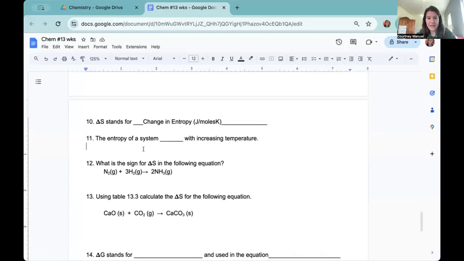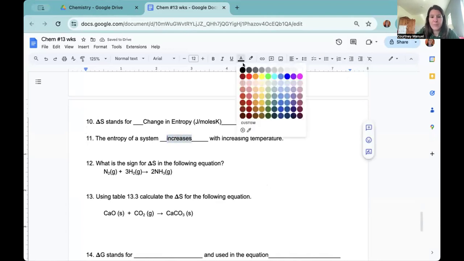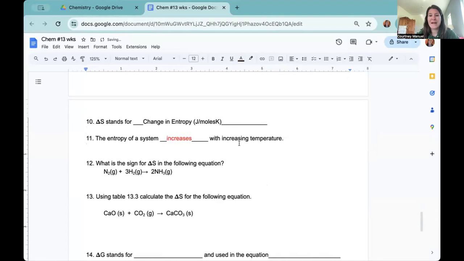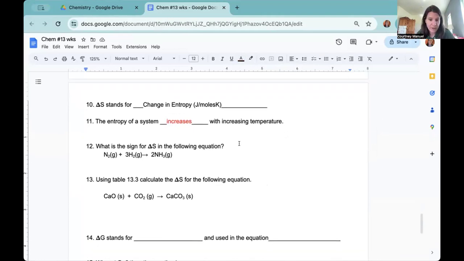Number 11, the entropy, so the chaos of a system, increases with increasing temperature. What that primarily means is the more temperature you add, the more crazy things are going. They're just moving around everywhere.